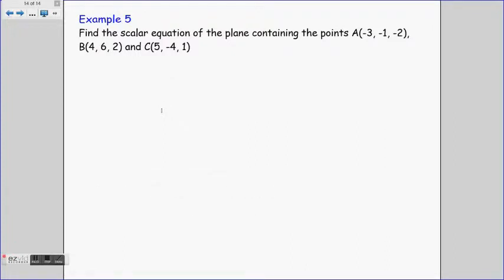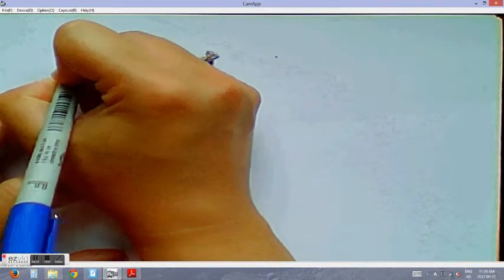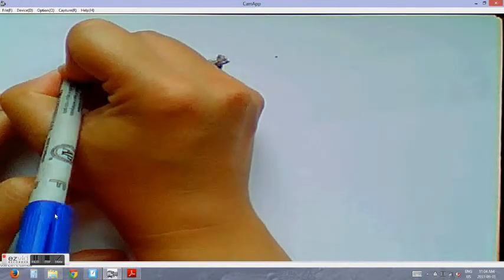Okay, so our final example, number 5, we want to find the scalar equation of the plane containing the points A, B, and C. Let's use some of the properties that we had learned in order to come up with the scalar equation of a plane given 3 points. We have 3 points, and what we need are 2 vectors along the plane. So we'll just take AB for simplicity.